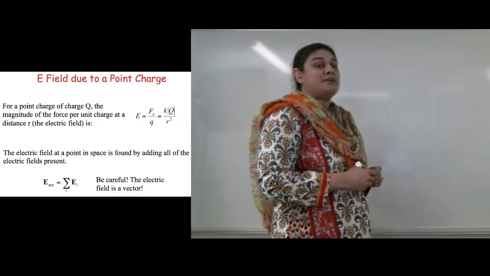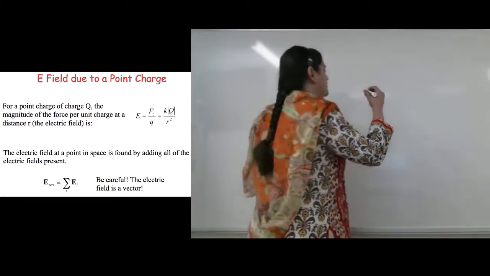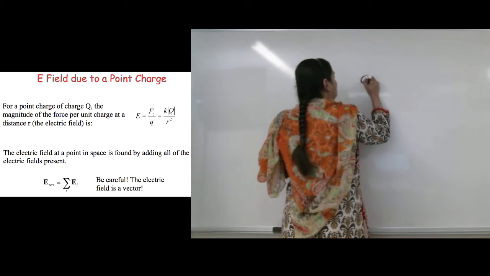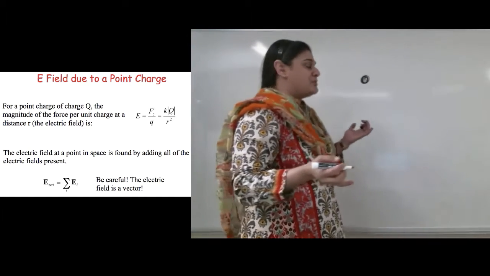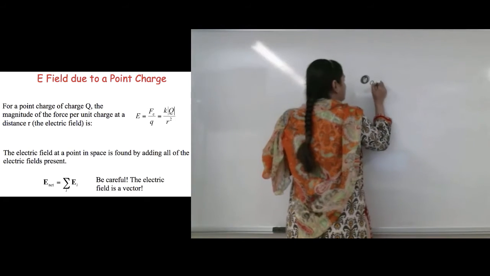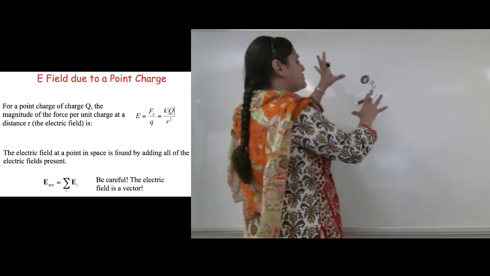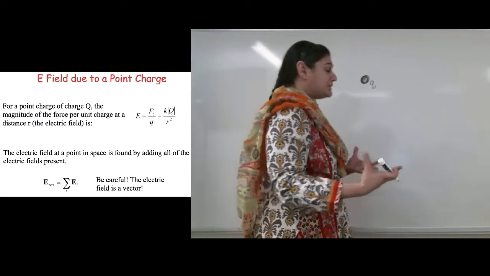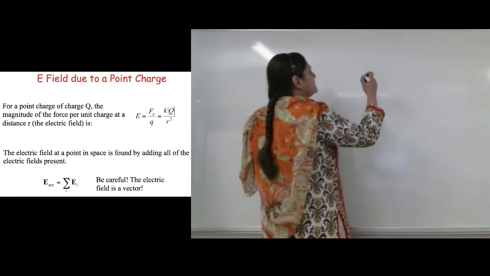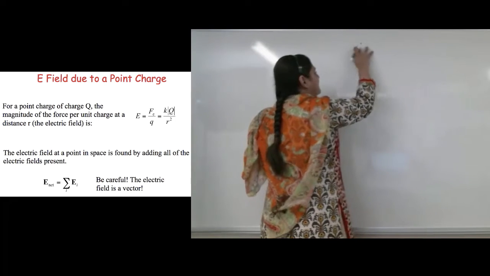So now let's talk about the electric field due to a point charge. For example, if you have a point charge here, right now I don't care about whether it's plus or minus. It does something to the area around it, which we will call the electric field. So assume that it does something to the area around it.